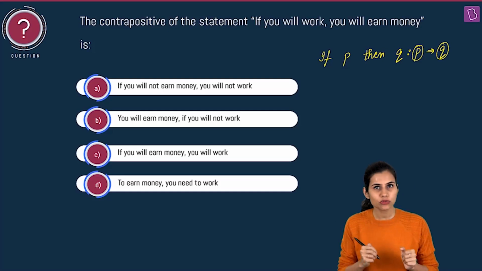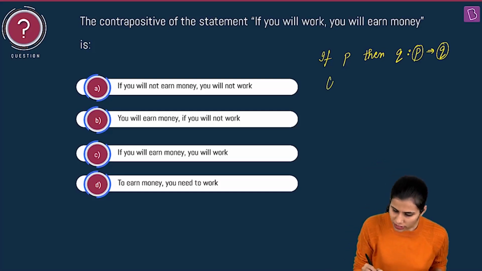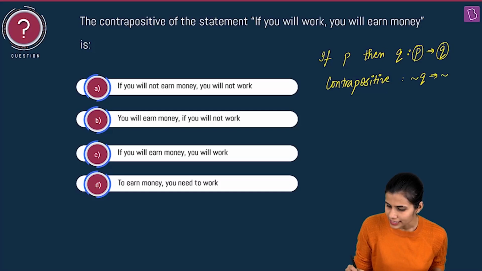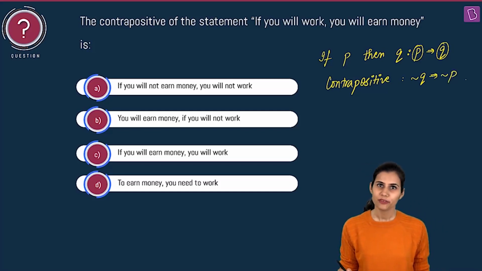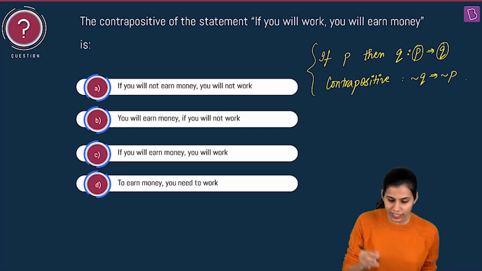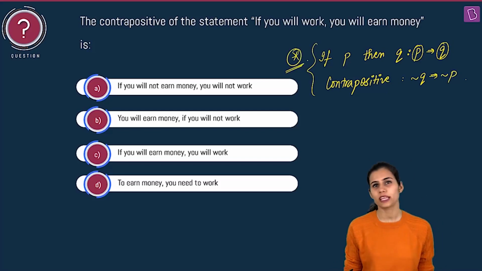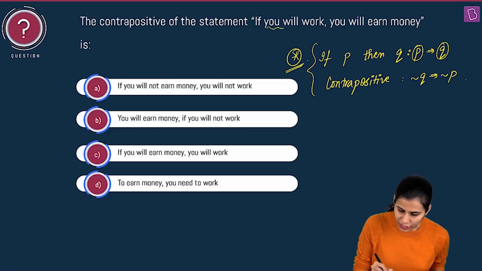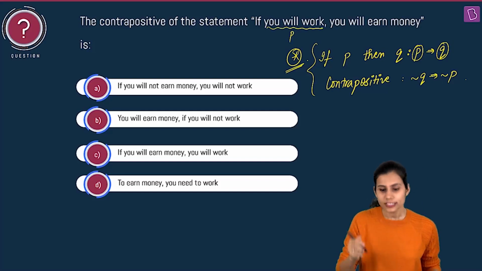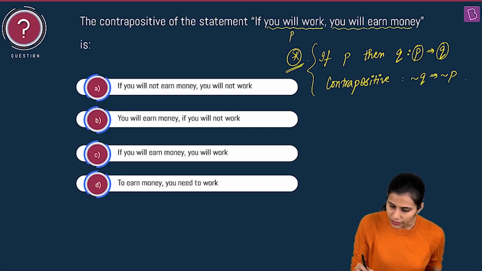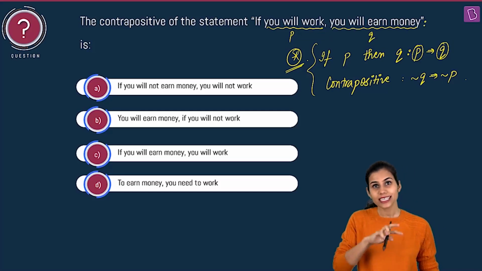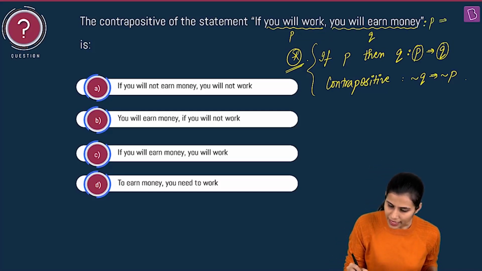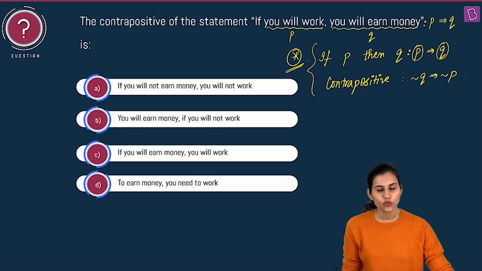So, a P implies Q statement. Its contrapositive is given by what? The contrapositive is the statement described by negation Q implies negation P. Remember this? If this much you can recall, this question is a child's play for you to crack. So, in here, the role of my antecedent is being played by you will work. And the role of consequent is being played by you will earn money. That's how my given statement is an if-then implication. If P, then Q. If you will work, then you will earn money.